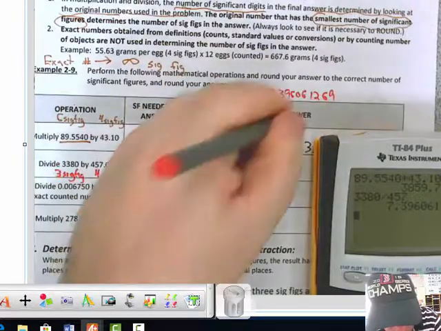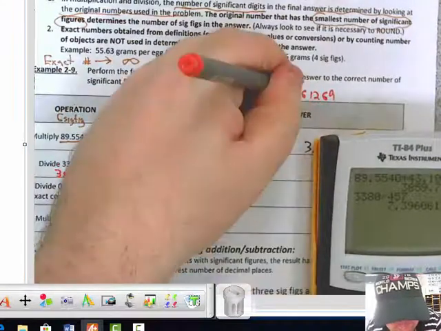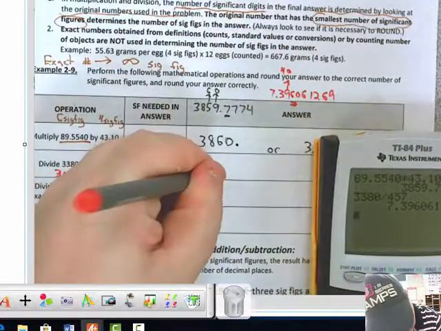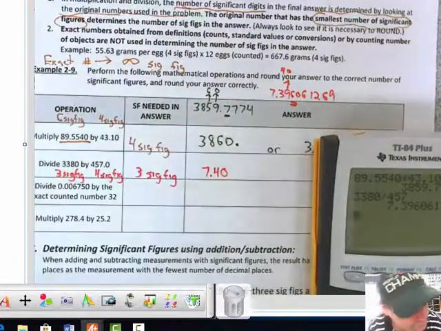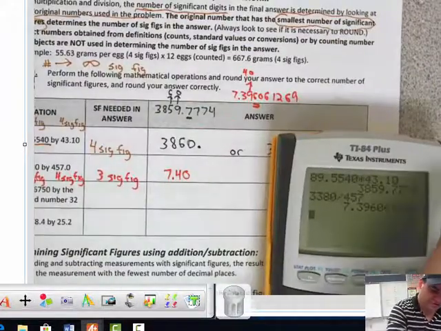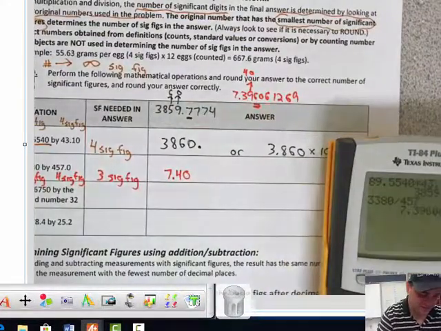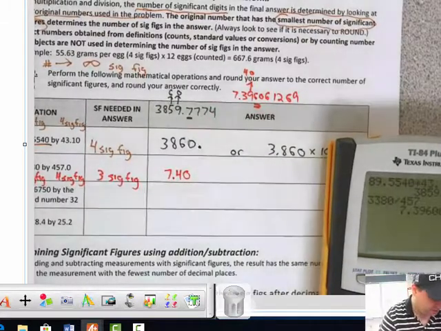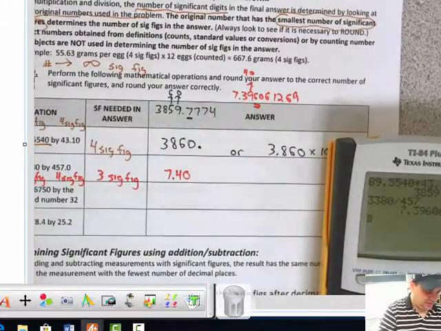7.396061.269, right? Go to the fourth digit. That's a 6. So we're going to round up. So this becomes a 0, and that becomes a 4. 7.40. That's the correct answer. You can also write 7.40 times 10 to the 0, but I really don't want to see 10 to the zeros. Okay, the next one.